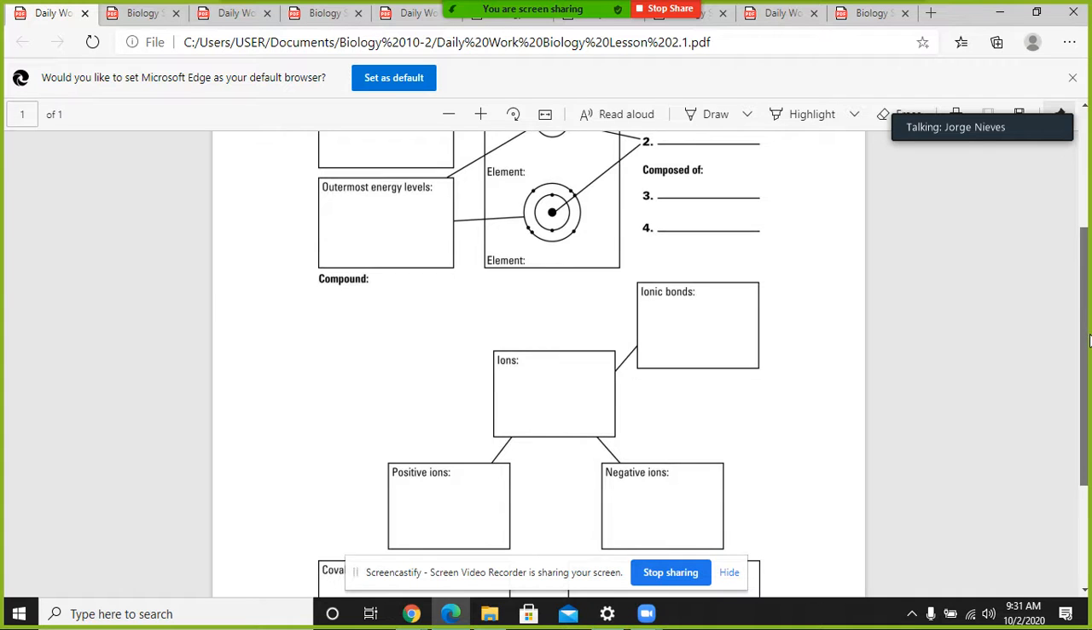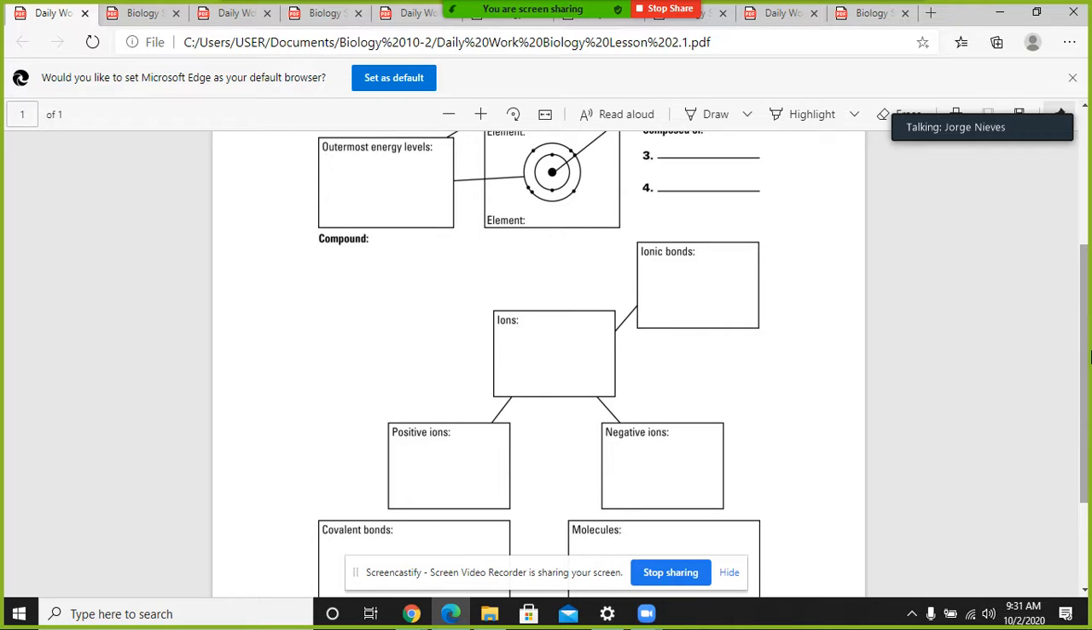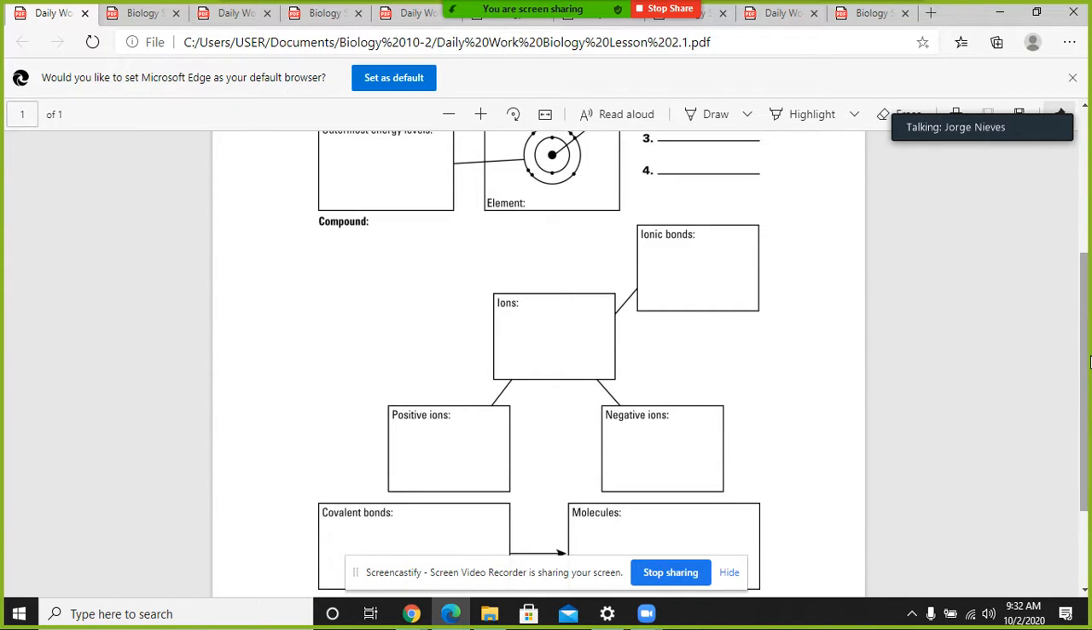Who remembers? In ionic bonds, what happens? The electrons are given, like donated. What is the difference between an ionic bond and a covalent bond? Exactly, thank you, Shaddai. In an ionic bond, we give or donate electrons. In covalent bonds, we share electrons. That's the biggest difference.